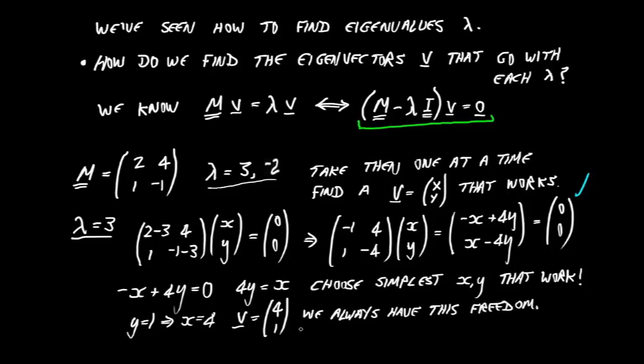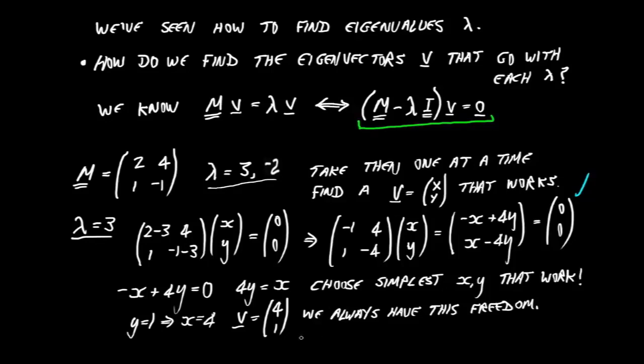Really, this freedom simply corresponds to choosing how long the eigenvector is, in other words, its magnitude. Because if a particular eigenvector satisfies our equations, a scaled version of that same eigenvector will still satisfy with the same eigenvalue.